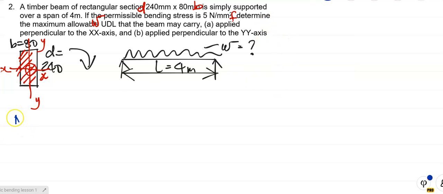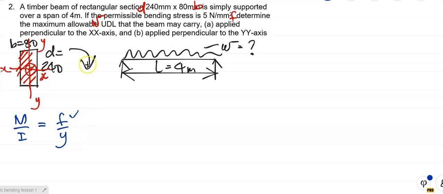State the formula, see what you got, see what you need. Right, M over I is equal to F over Y. Right, people, so let's see. Can we work M out? No, we can't because we don't have a UDL. That's given there. Do we know what Y is?